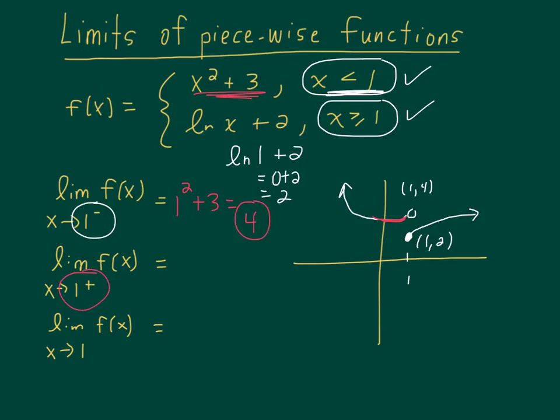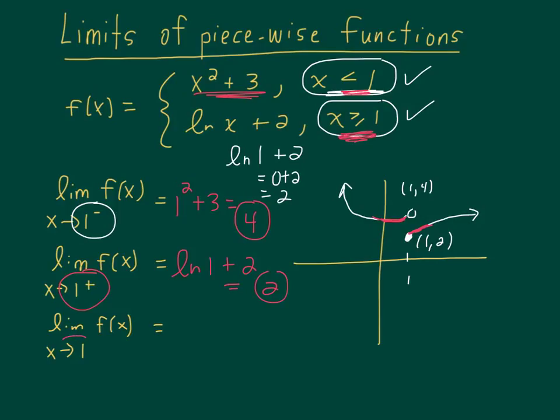Likewise, as we get closer and closer to 1 from the right, we plug 1 into this piece, and we said earlier that's going to give us 2. So from the right, you want to use the greater than piece. From the left, you want to use the less than piece.